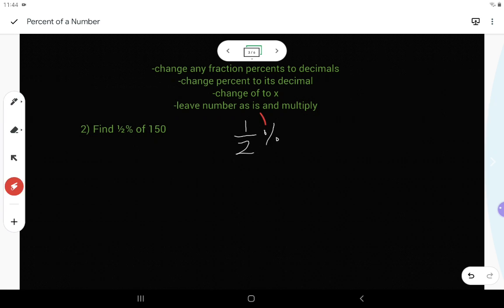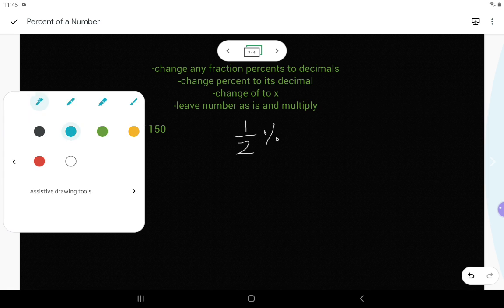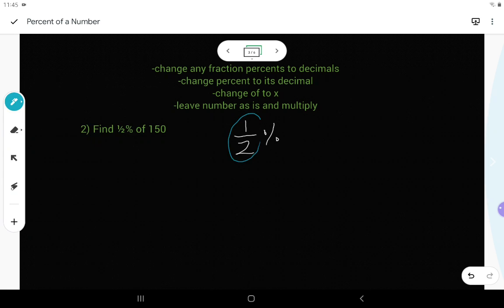So remember, 1/2%. This means I don't even have 1 full percent. If I was to draw this on the grid, I would have to zoom into a square and I would only be coloring in half of it, right? So I'd zoom into a square and I would split it in half and I would only color in one piece of that little square. So this is not the same thing as 50%. I need to change my 1/2 into 1 divided by 2, and that gives me 0.24.